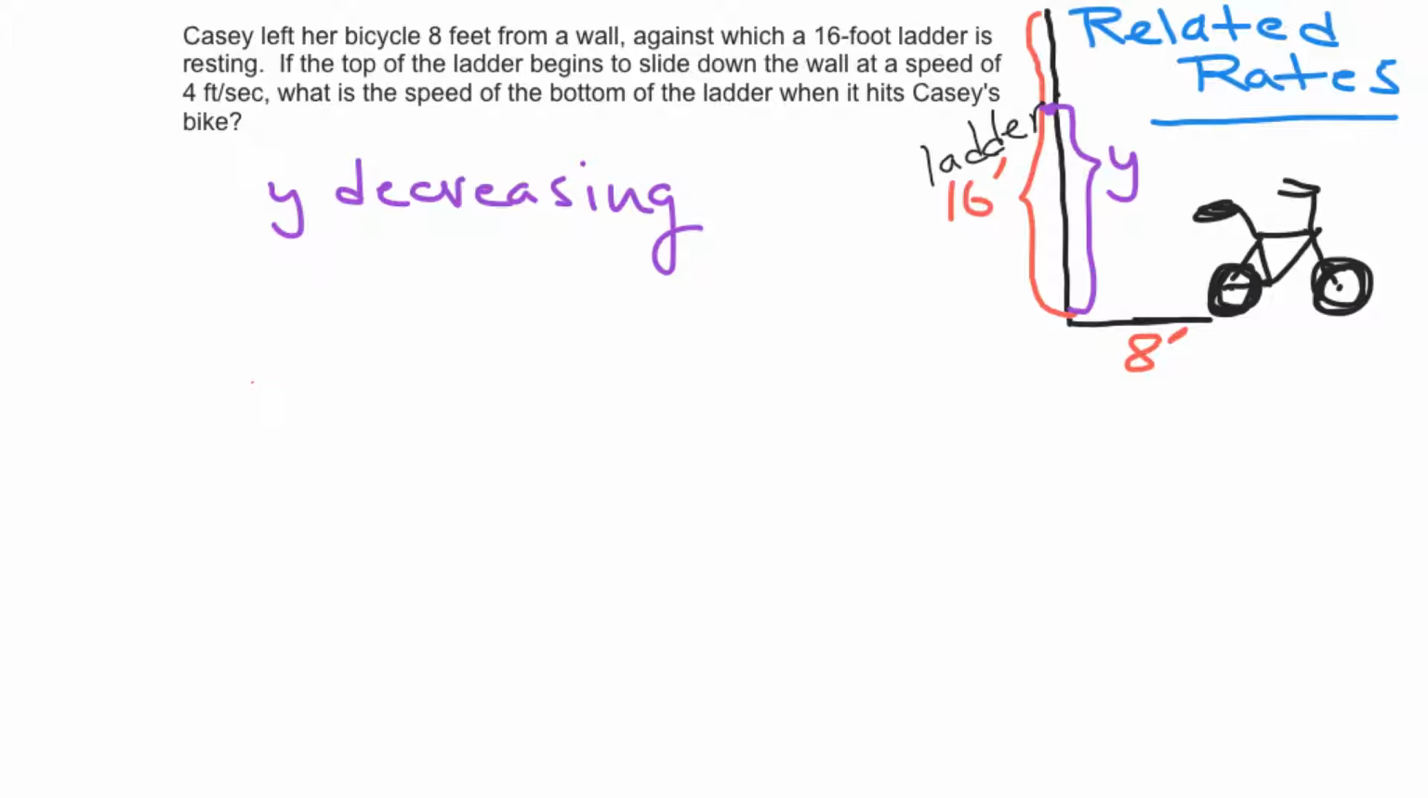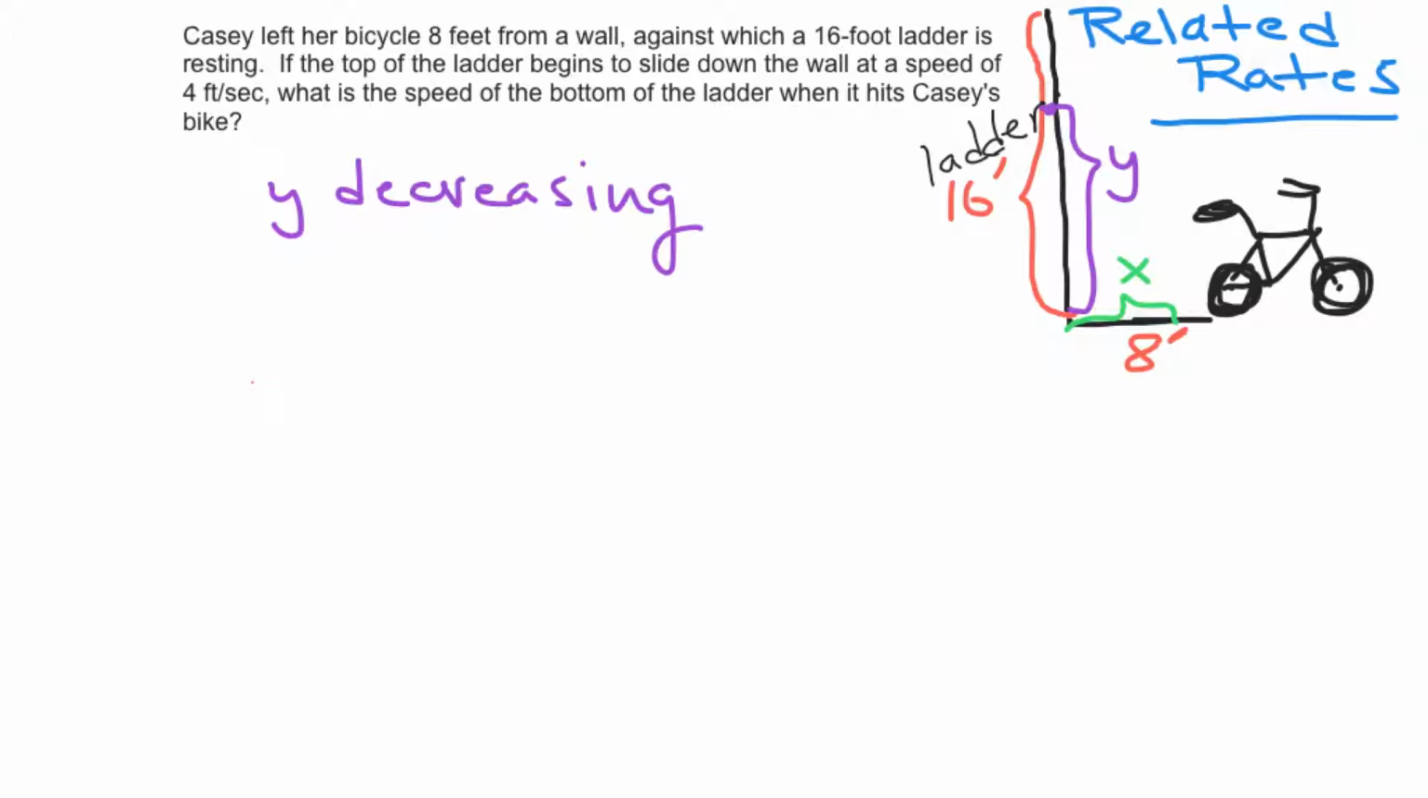And what's happening to the bottom of the ladder? Well, the bottom of the ladder is getting closer and closer to the bicycle. So here we have this situation, then we might have this situation. So let's call the distance from the wall to the bottom of the ladder at any given point x. Well, we then have a relationship between x and y, but what is it?